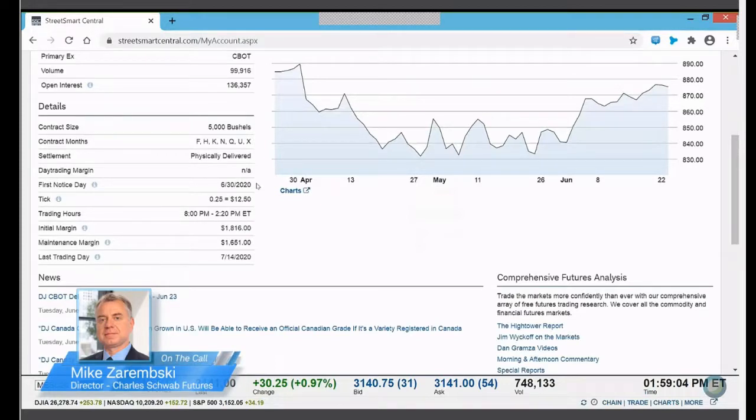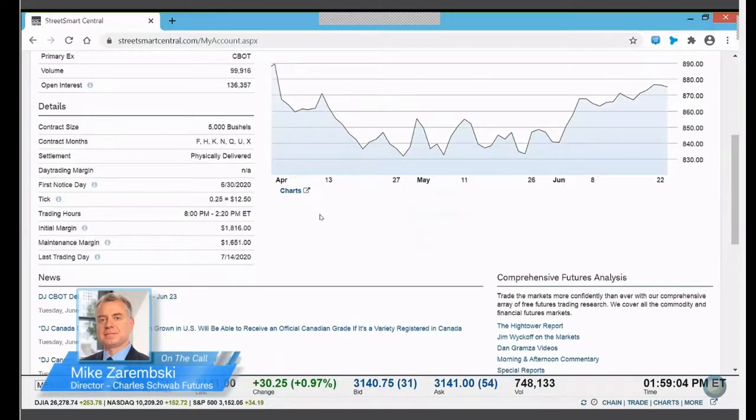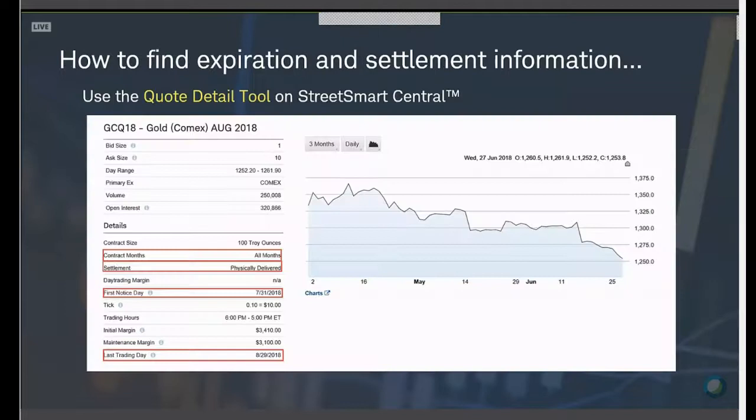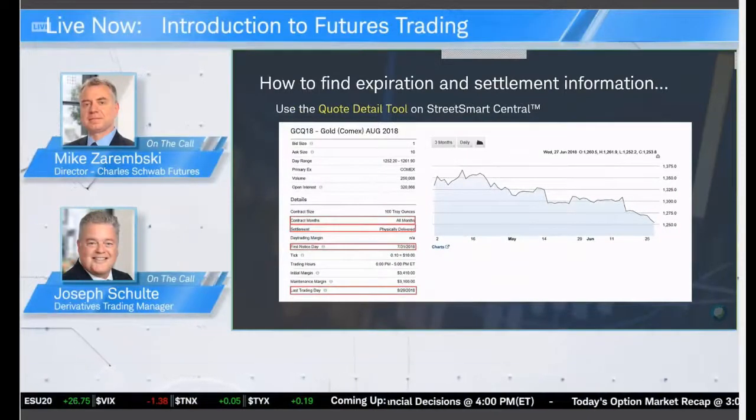But we'll either mostly roll forward, but occasionally we'll have to liquidate those contracts prior to the delivery period taking place. So very good question there. Now let's go back to our deck here, Joe, and let's talk about where we can find the settlement information. Once again, on that quote detail page, kind of highlighted there.